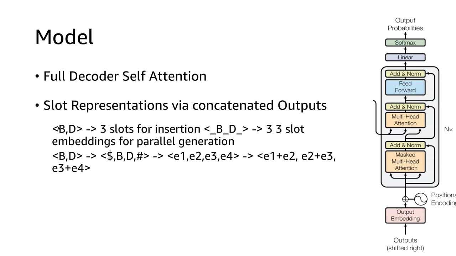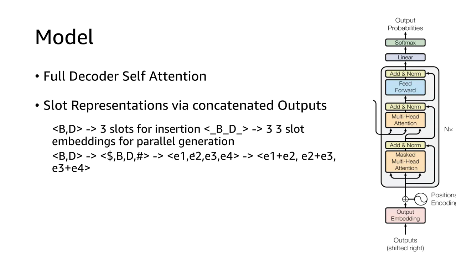So let's take an example. Let's say BD is the output canvas, which has 3 slots for insertion. So you would need 3 slot embeddings to be able to predict for each of the slots and then make a decision. What you do is you take BD, you have a special symbol in the beginning of the sentence, and a special symbol towards the end of the sentence. What this allows us to do is learn 4 different representations, and then we concatenate neighboring representations like E1, E2, E2, E3, and E3, E4. This leaves us with n plus 1 representations, each representation corresponding to a slot.